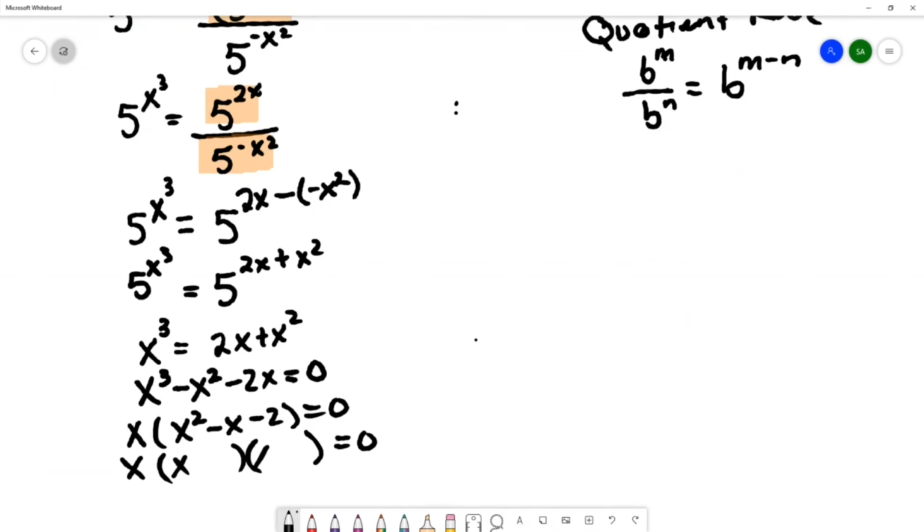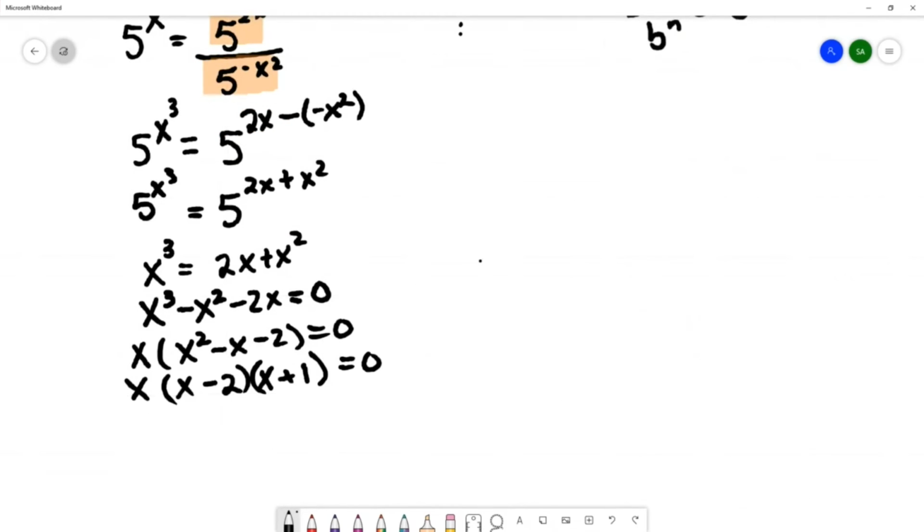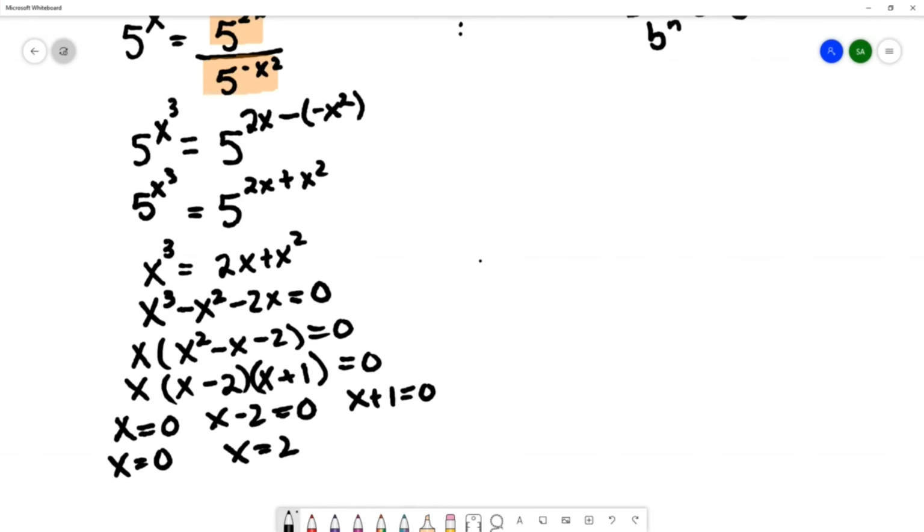x times x is x squared. 2 times 1 is 2. And I need the negative on the 2 and a positive on the 1. And I'll set each of these factors equal to 0. x equals 0, x minus 2 equals 0, x plus 1 equals 0. And that gives solutions of x equals 0, x equals 2, and x equals negative 1.